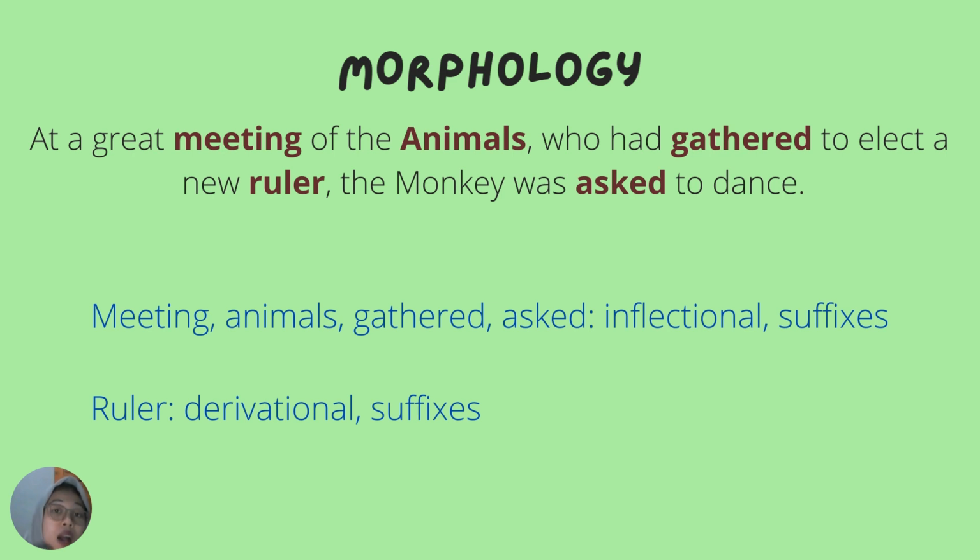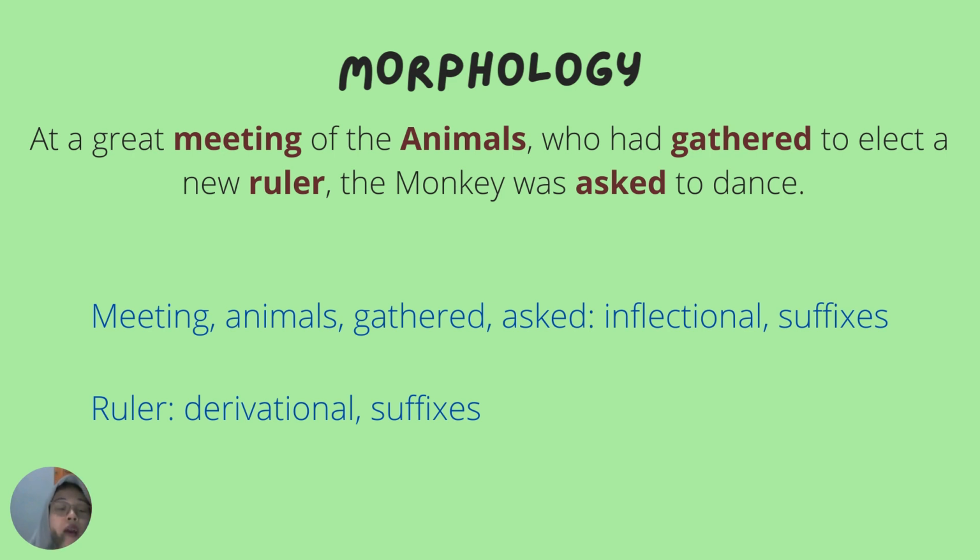Asked, from ask. Add by -ed or -ed. And meeting, animals, gathered, ruler, and asked. They are inflectional and they are suffixes because the bound morpheme doesn't change the meaning, while ruler here is derivational because it changed the meaning.